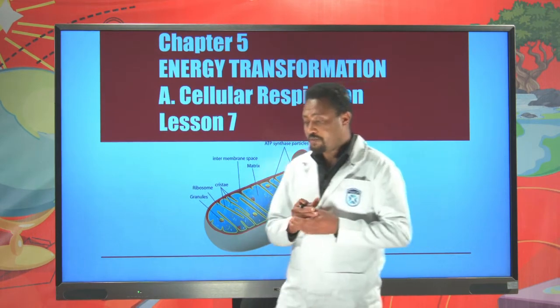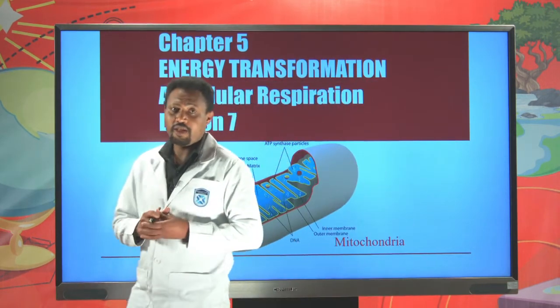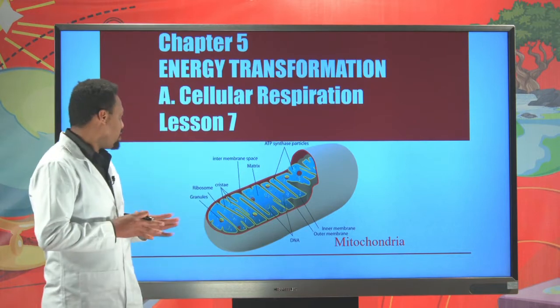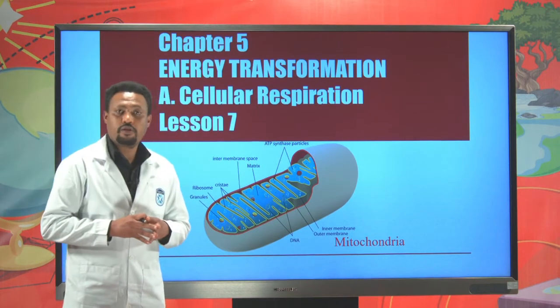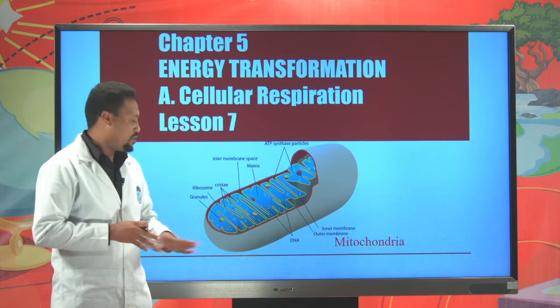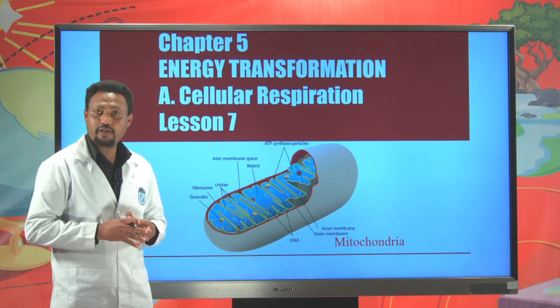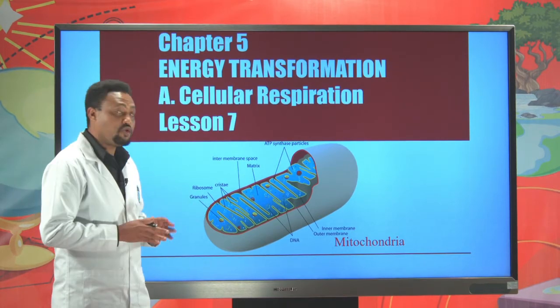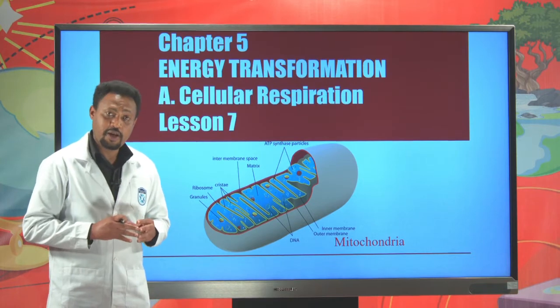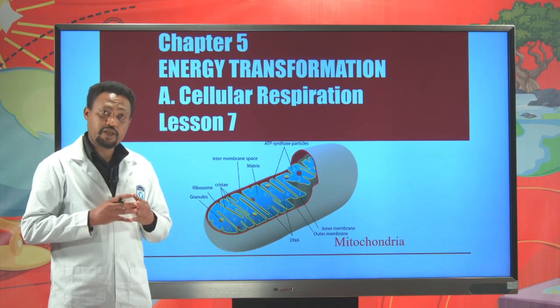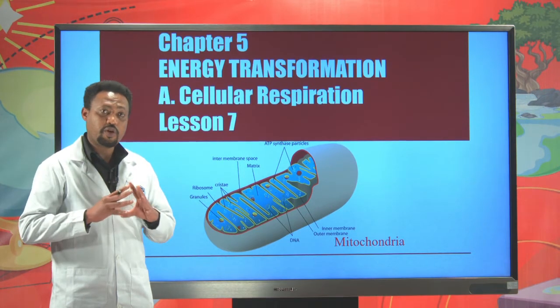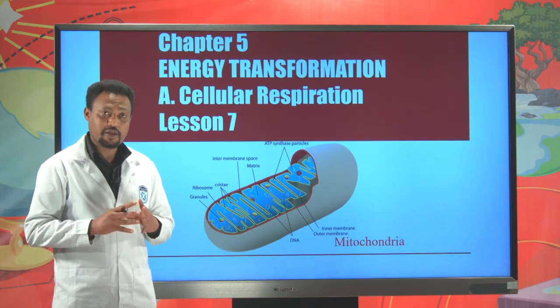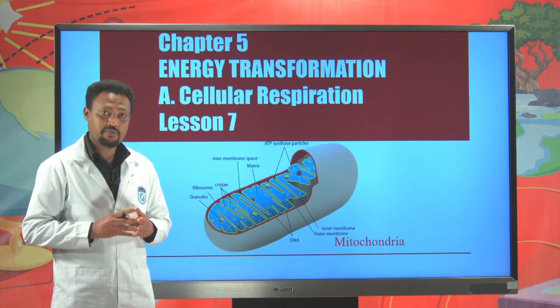So cellular respiration takes place where, as you know, the major site for cellular respiration is the mitochondria. This mitochondria is said to be the powerhouse of the cell, as it produces the energy currency of the cell that is delivered throughout the cell for every activity that requires energy.